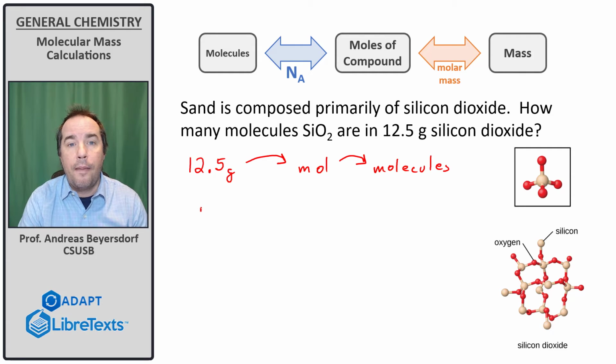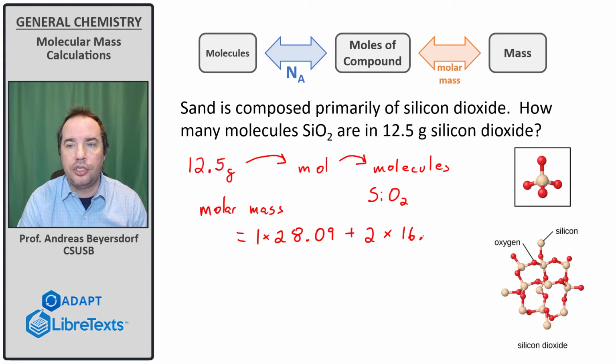So let's look at the molar or molecular mass. Now it's SiO2, so that means we have one silicon, which has an atomic mass from the periodic table of 28.09, and we have two oxygens, which have atomic mass of 16.00. So that's going to give me a molecular mass or a molar mass of 60.09 grams per mole. And that's what we're going to use in the next step.